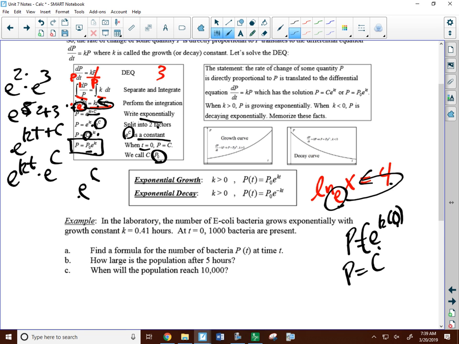Like the unit, like we're on, like the exponential. Oh, okay. Just the topic, yeah.